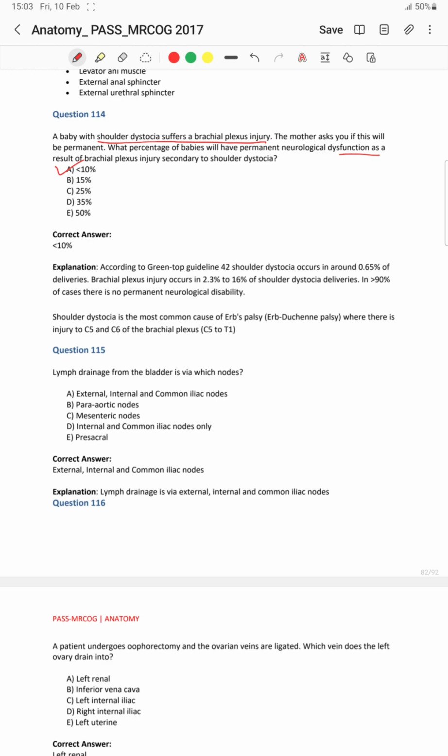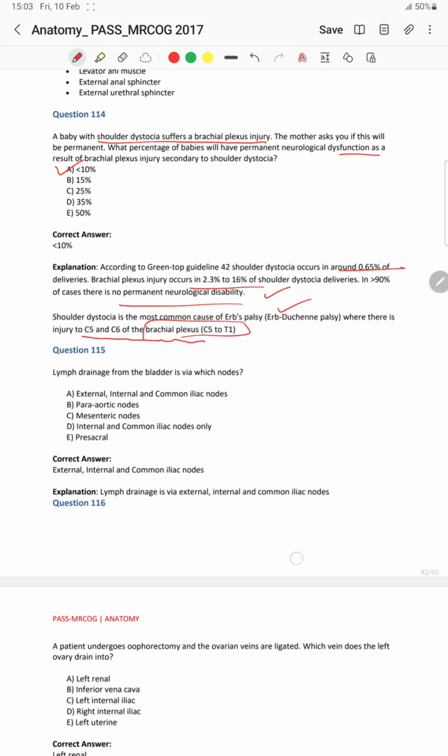According to Green Top Guidelines 42, shoulder dystocia occurs in about 0.65% of deliveries, and the brachial plexus injury occurs in 2.3 to 16% of shoulder dystocia cases. In more than 90% of the cases, there is no permanent neurological disability. So this is the good news. Shoulder dystocia is the most common cause of Erb's palsy, Duchenne palsy, where there is injury to the C5 to C6 of the brachial plexus. Otherwise, the brachial plexus is from C5 to T1.